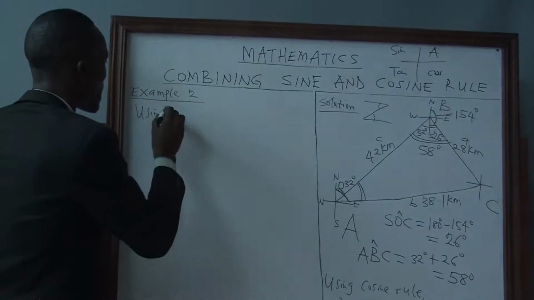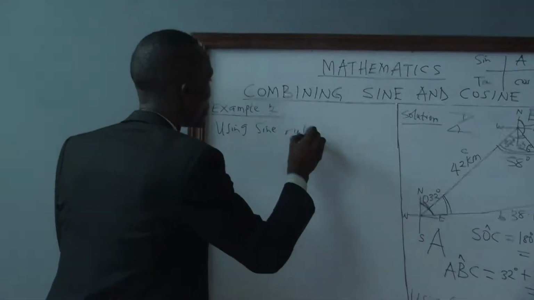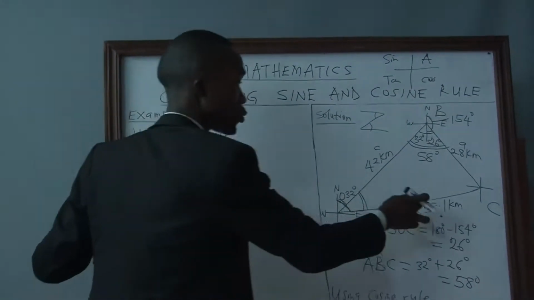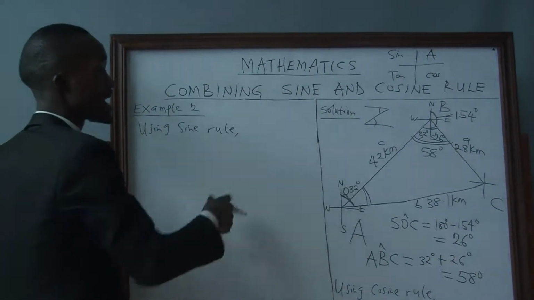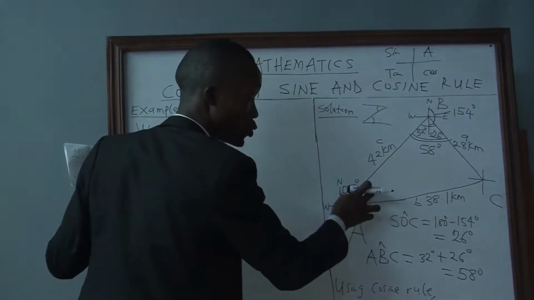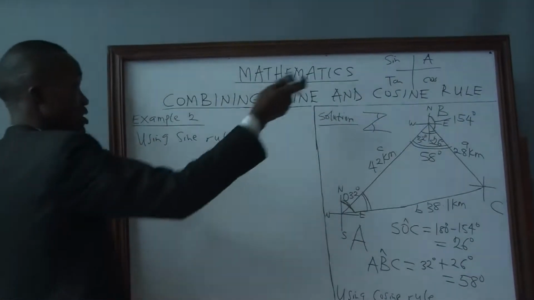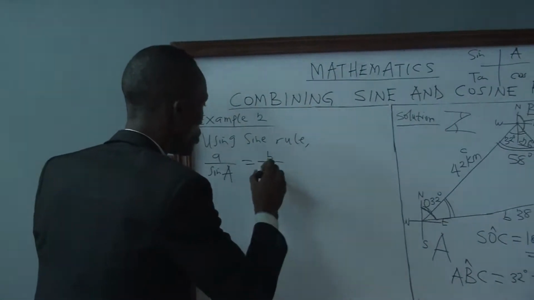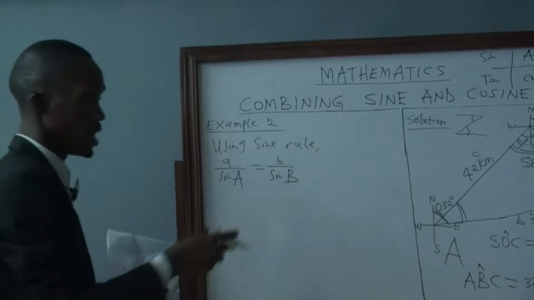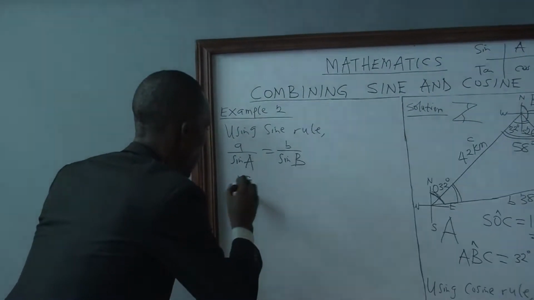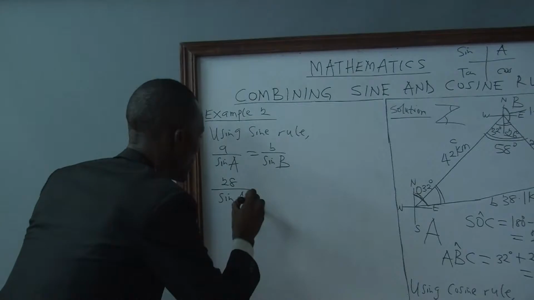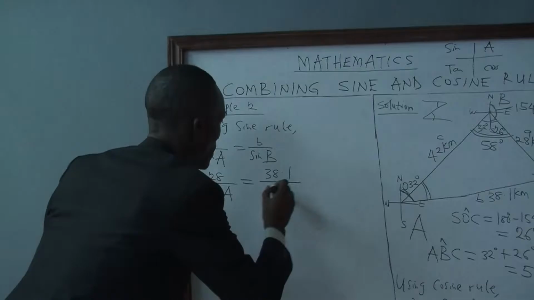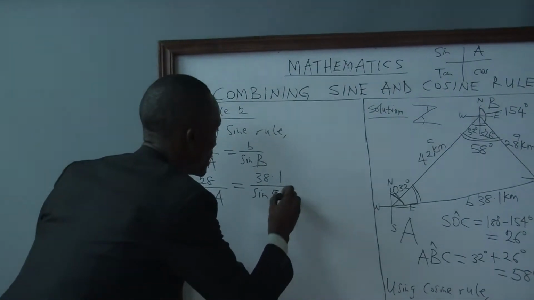So using the sine rule, if you look at the triangle we have, we notice that B is complete because we know the side and we know the angle. So we combine that one with the incomplete one. We are looking for angle A and we know side A, which means A is not complete. So we have a over sine A equals b over sine B. A from there is 28. We have 28 over sine A is equal to 38.1 divided by sine 58 degrees.